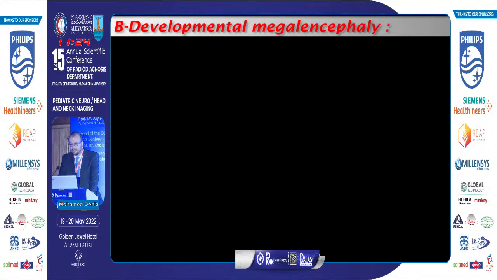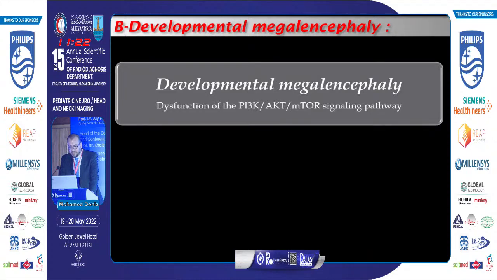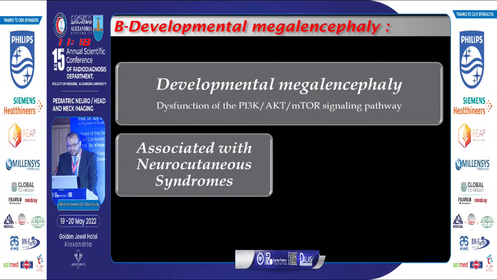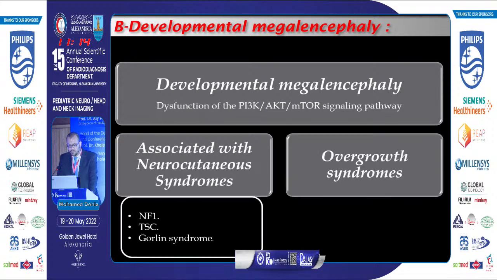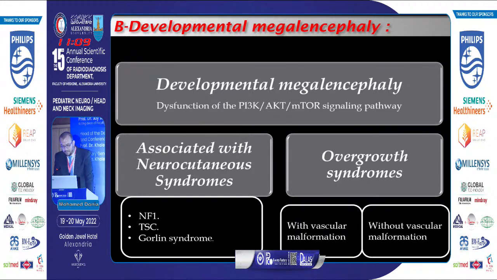Shifting to developmental megalencephaly. It is due to dysfunction of the PI3K-AKT-mTOR signaling pathway, and is divided into neurocutaneous syndromes and overgrowth syndromes. Neurocutaneous syndromes include NF1, tuberous sclerosis, and Gorlin syndrome. Overgrowth syndromes occur with or without vascular malformation.